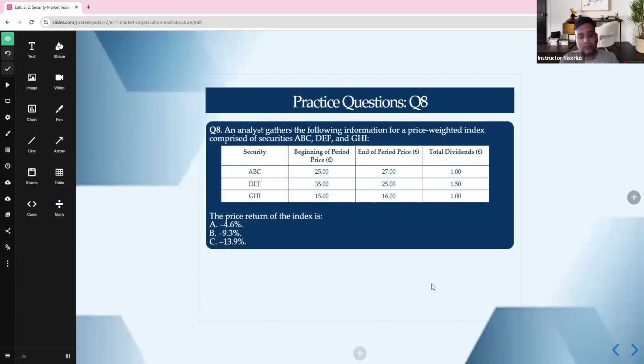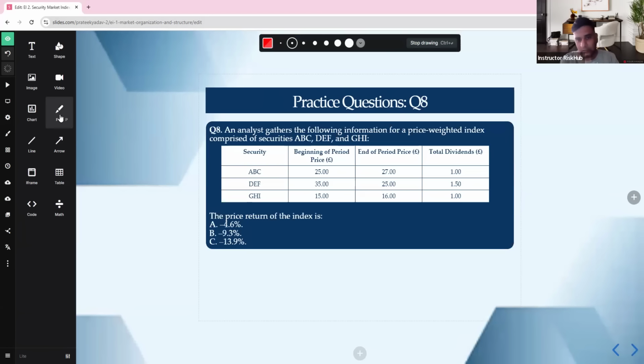Then we move to question number 8. After both price return and total return, we again have a question on price return. The analyst gathers the following information for a price weighted index with assets ABCDEFGHI, and the price return of the index has to be calculated.